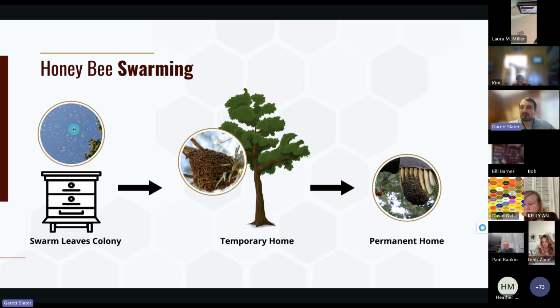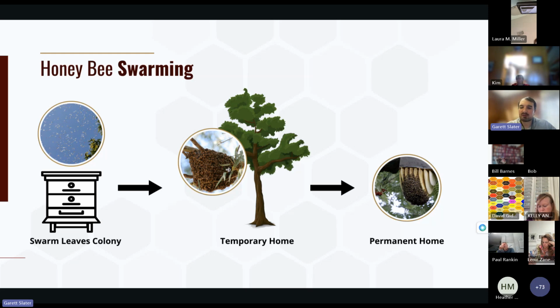After that, they might not be there for very long, and they'll try to find maybe a tree branch or a fence post or a structure to temporarily land on. A lot of times you might see a swarm near the colony, on a bush or a tree branch near the colony. What these swarms do is form, I like to call it a temporary home, where these swarms are clustering on a tree branch.